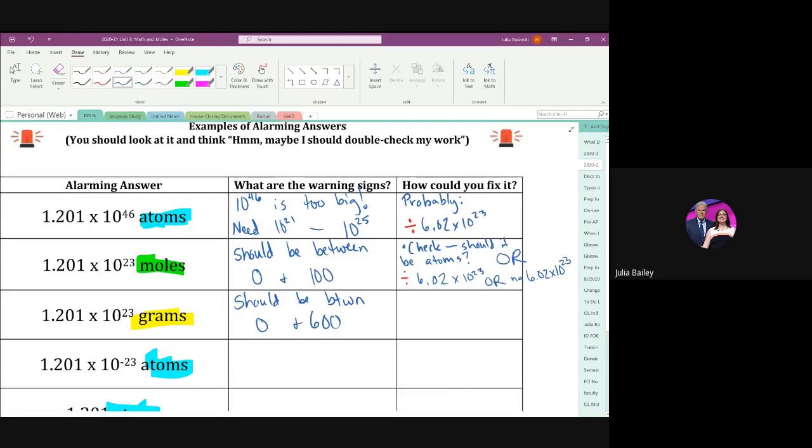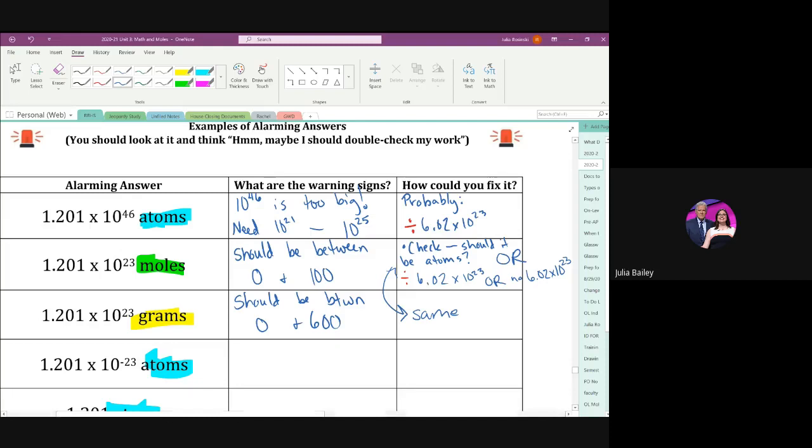So again, you pretty much do the same thing in this box as the previous box. Either you wrote grams and you should have written atoms, or you should have possibly divided by 6.02 times 10 to the 23rd somewhere instead of multiplying, or you maybe shouldn't have used Avogadro's number at all.